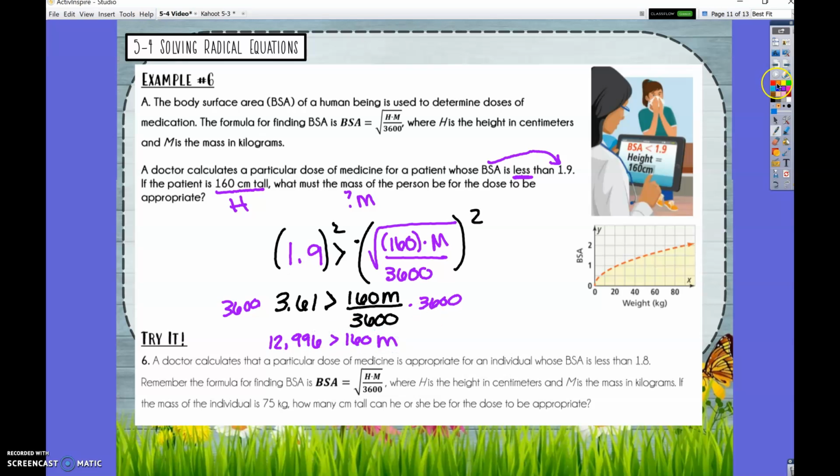So this one's actually much easier to solve, even though it was part of a story problem. So don't let that fool you. I'm dividing by 160 now here, and that will give me my m, or their mass, needs to be less than 81.225 kilograms. So notice how we can use these radical equations in a real world situation to solve for a variable if we know at least one of the other variables.